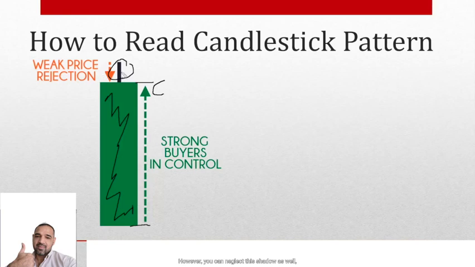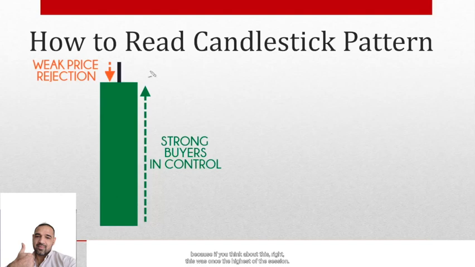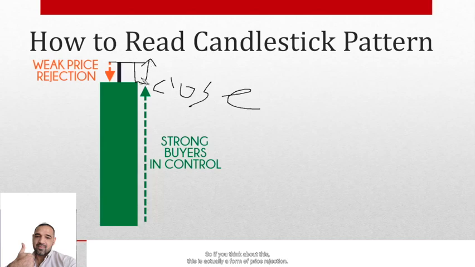However, you can't neglect this shadow as well, because what it's telling you is that there is price rejection, rejection of higher prices. Because if you think about this, this was once the highs of the session. So what this tells you is that at one point in time, the sellers actually pushed the price from this high down lower, until the price closed over here. So this is actually a form of price rejection, rejection of higher prices. So there are two components to a candlestick pattern, the body and the wick.